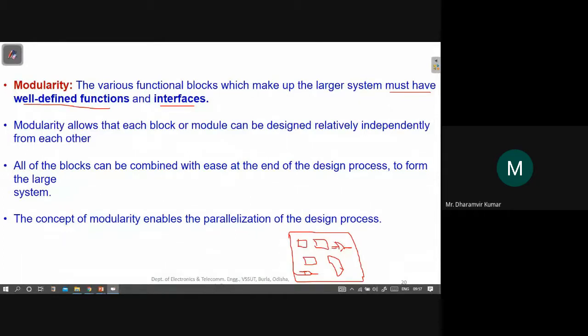So what it says is that all of these individual smaller blocks should have their individual well-defined functions. What is their number of inputs, what are their input ports and output ports, and how the input ports and output ports of these individual blocks are related to each other. What is the relation between the output of this and the input of these smaller blocks, and this is applicable for all. The function of these smaller blocks should be properly defined.